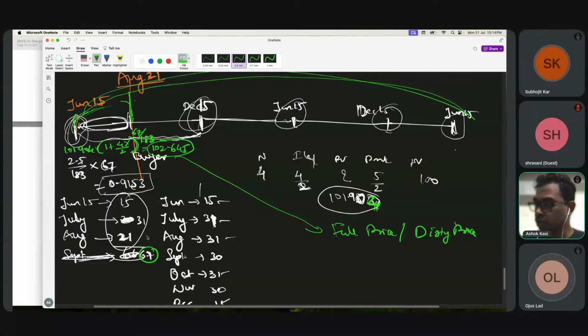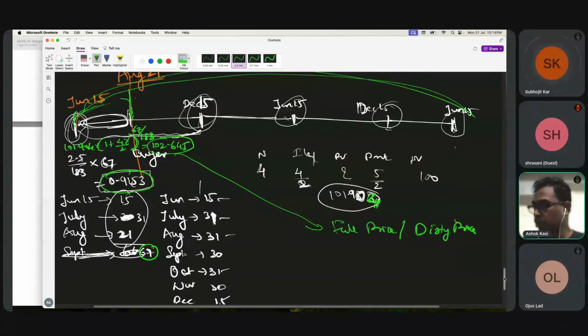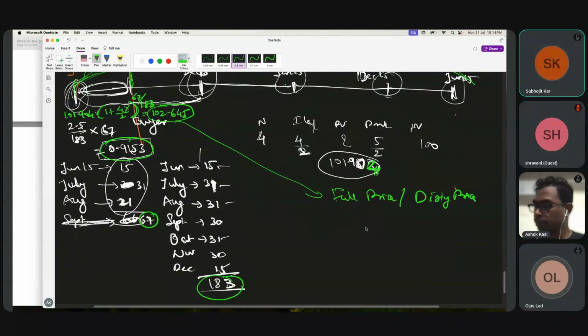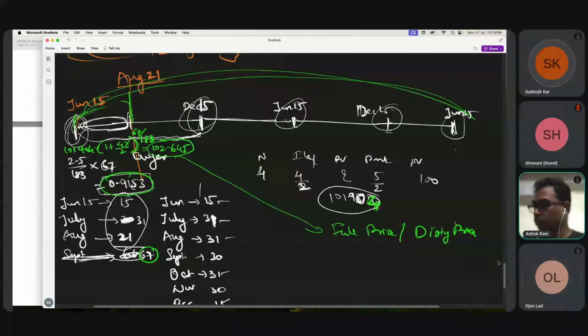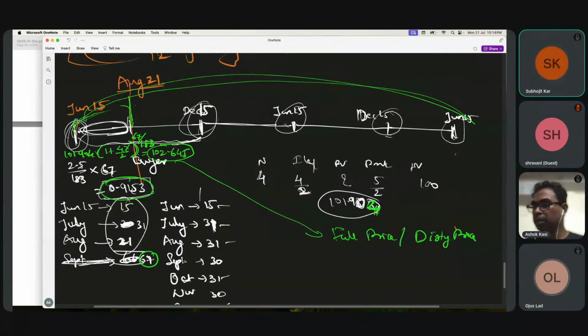And we know accrued interest also. Accrued interest is 0.9153. So 102.645 is the price on August 21. And what is this price, 101.904? That is the full price on June 15. But we don't want June 15's price. We want August 21st price. This 101.904 is the price if we hold it for 2 years, right? Correct.